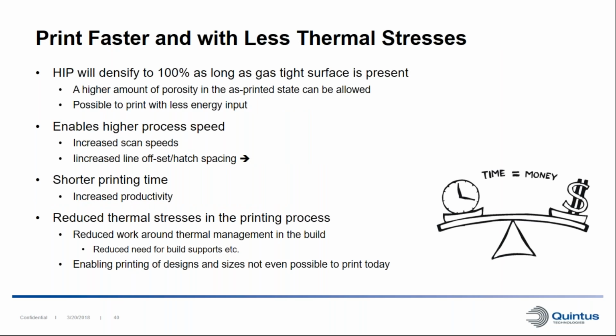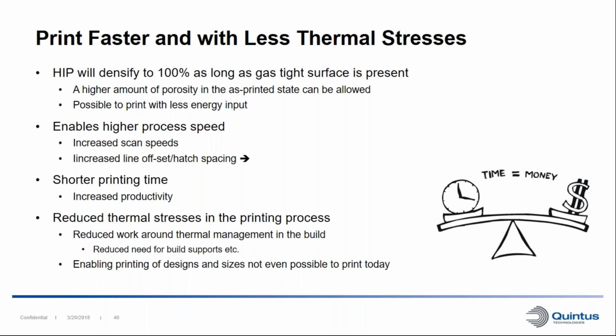With the same approach I just mentioned, HIP will densify the material to 100%, so we can allow ourselves to have a higher amount of porosity in the as-printed condition, and it's possible to print with less energy input. And this enables higher process speed in the printing process. So we can use, for example, increased scan speeds when we print, or increased line offsets or hatch spacings. And this will give us shorter print times and thus increased productivity.